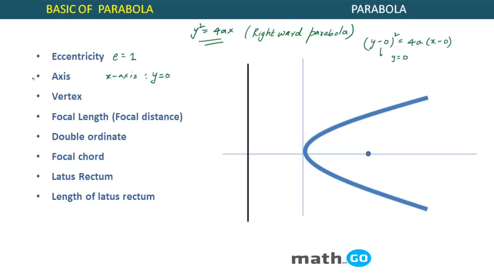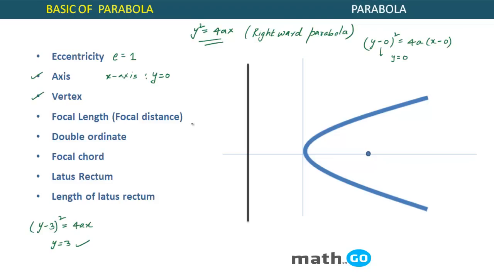That is why you are getting the axis as y equal to 0. Had it been the case that here it was something like y minus 3 whole square is equal to 4ax, what would your axis be this time? y equal to 3. So that means the axis is not the x-axis, it is the y equal to 3 line, right? That is the axis of symmetry.